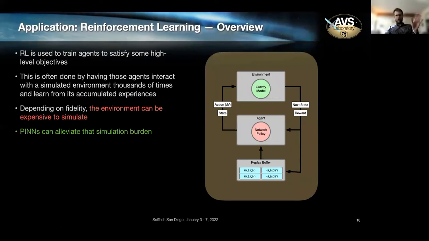And I don't want to belabor this point. I'm sure many are familiar with reinforcement learning, but the goal here is to train some agent to satisfy some high-level objectives. And you do this by having the agent interact with typically a simulated environment. So these environments can be expensive to represent and to evaluate. Take, for instance, a polyhedral model. That would be challenging to run many times, but a PINN can alleviate some of those computational burdens.